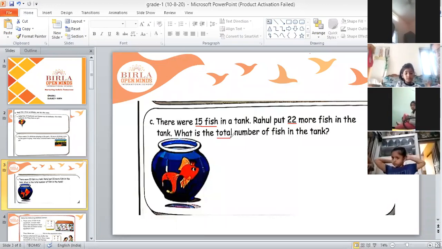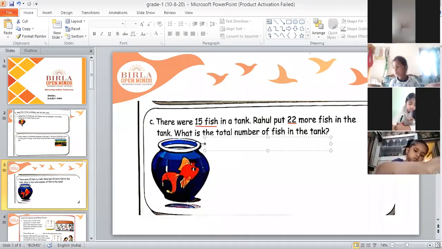See children, they have asked you total. So if the word total is there, then what do you have to do? Whenever the words total, in all, or all together are there, this means you have to do addition. So now this total word is there, and we have to do addition, children. So we have to add these two numbers 15 and 22 together.